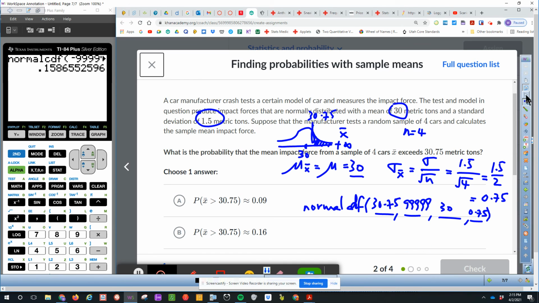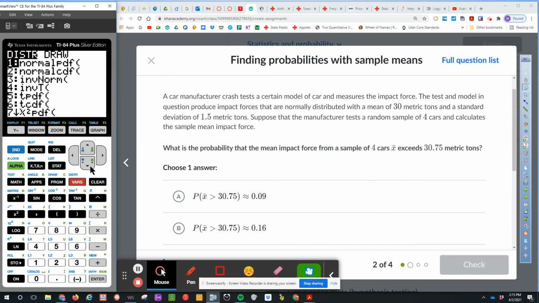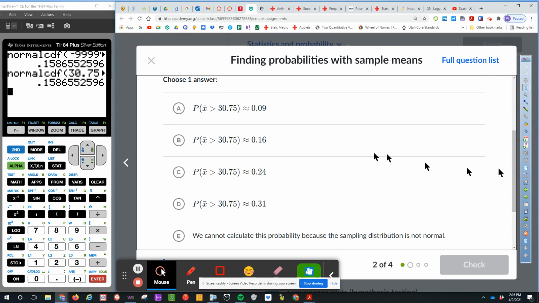So, if you go to the calculator, how do we get to normal CDF? Second bars, right? Number 2, normal CDF. And it is going from 30.75 to the upper bound of 99999, and then the mean is 30, the mean of the sampling distribution, and the standard deviation is 0.75. Rounded off to the nearest two decimal places, it is 0.16. So of the answers here, 0.16 is right here.